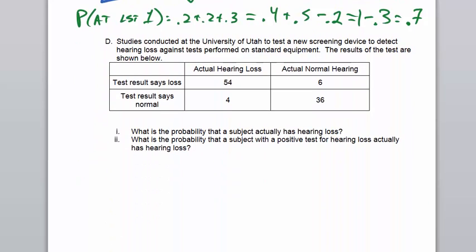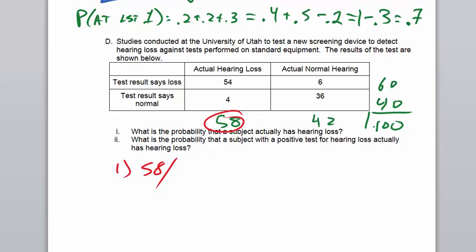Next, studies showing University of Utah trying to detect hearing loss. All right, I'm going to go ahead and add in a total column. So there were 60 ways for that. There were 40 ways for that. So there were a total of 100 people, leaving 42 and 58. What's the probability that the subject actually does have hearing loss? Okay, well, how could that happen? Actually has hearing loss. There's the 58 out of the 100 that were there altogether.